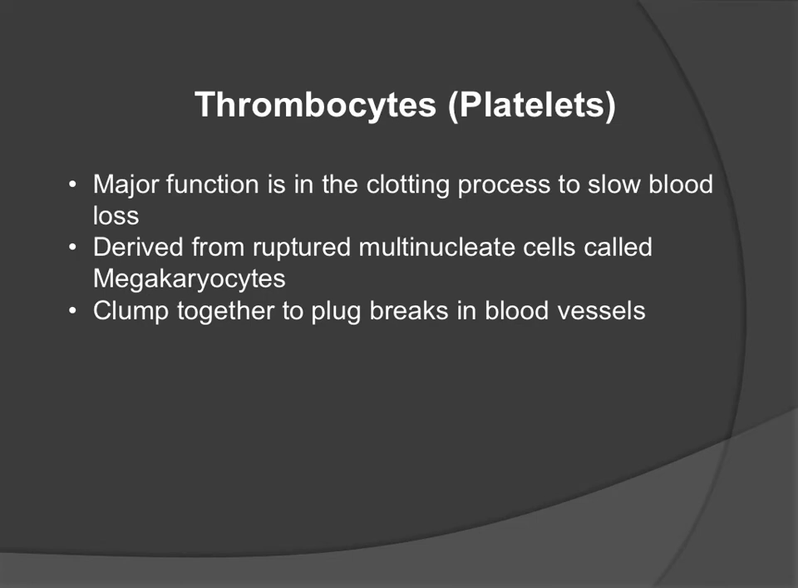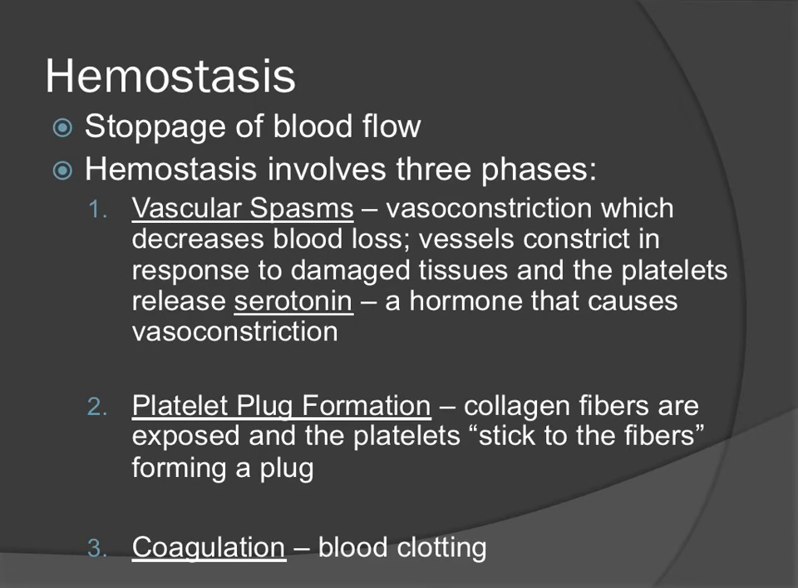Then we move on to our platelets, also known as thrombocytes. Their major function is in the clotting process to slow blood loss. They are derived from ruptured multinucleate cells called megakaryocytes, and they clump together to plug breaks in the blood vessel. So, hemostasis. Hemostasis is the stoppage of blood flow, a series of reactions that stop blood flow, like maybe following a major cut of some kind.